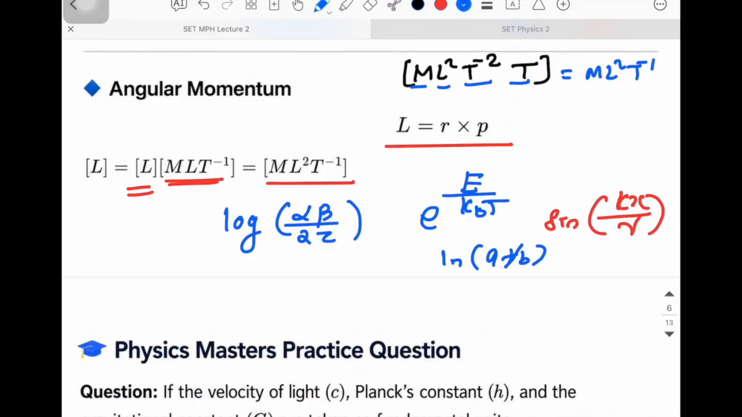So here in this case you have to note that whenever you have this type of a function, a log function or an exponential function or a sine function, the quantity in the bracket must be dimensionless. Dimensionless means its numerator dimension must be same as the denominator dimension. For example, here dimension of alpha beta must be equal to dimension of z. Here dimension of e must be equal to dimension of kbt.